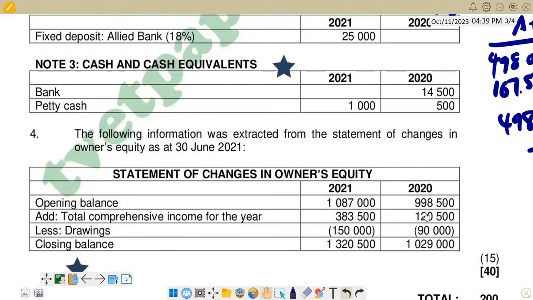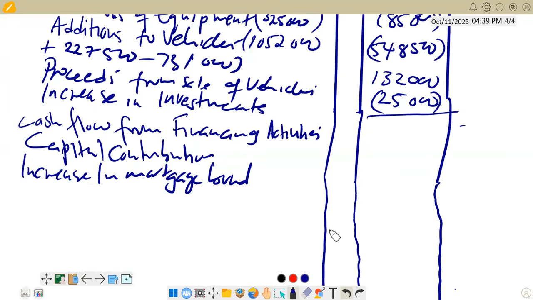So basically, at the beginning of last year, the previous year, we had a balance of owner's equity of 1,029,000. But when we started the current year, it was now 1,087,000. So that's where we are going to get the capital contribution. We are just going to say this one that we have, 1,087,000, then you subtract 1,029,000. So this one minus this one, then you get the figure for capital contribution. So when you do that, you're supposed to get 58,000. So when you come here, we are going to put our 58,000.